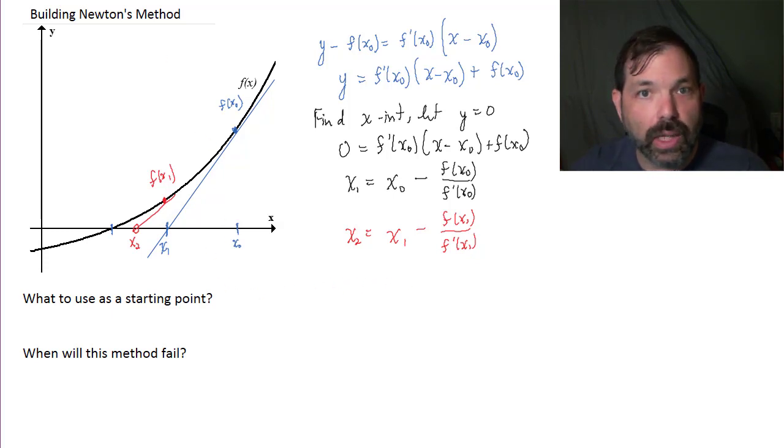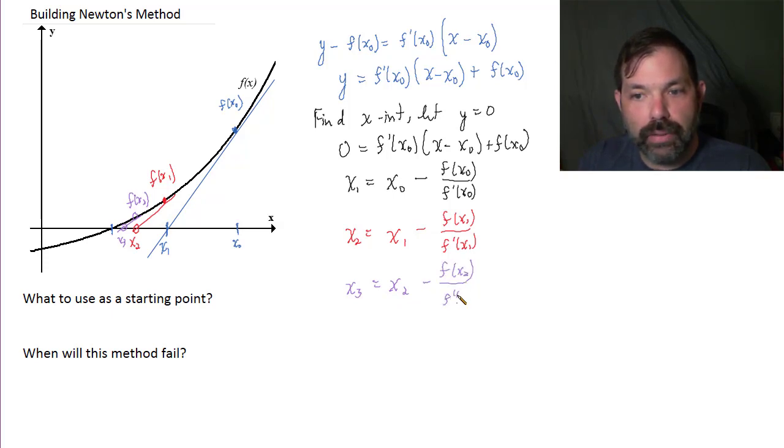And then we repeat the process. We take x2, we find its point, f of x2, its y value. We calculate the slope. We find that tangent line. And amazingly enough, x3 is x2 minus f of x2 over f prime of x2. And this is Newton's method.